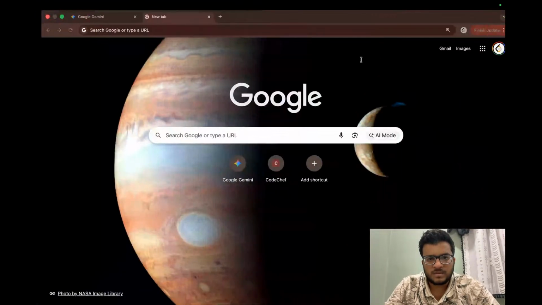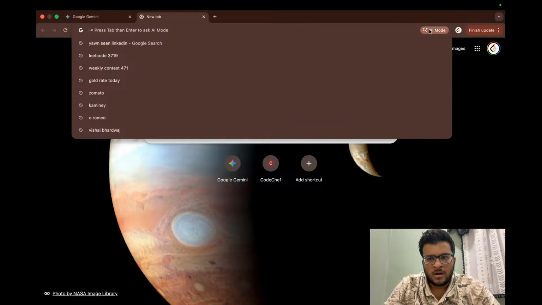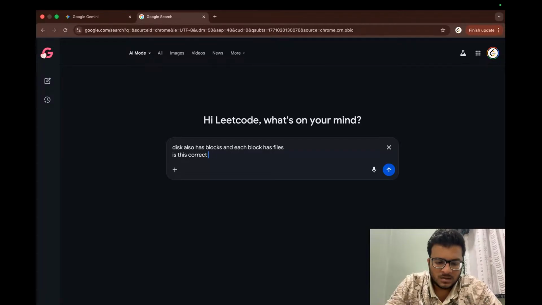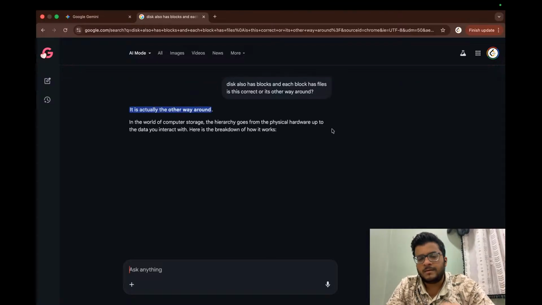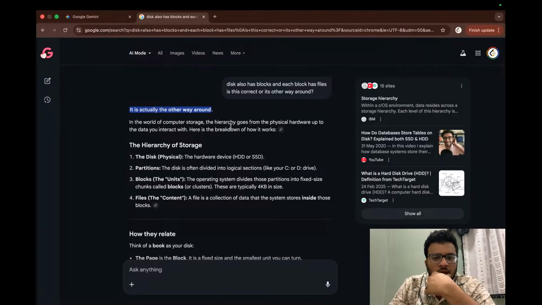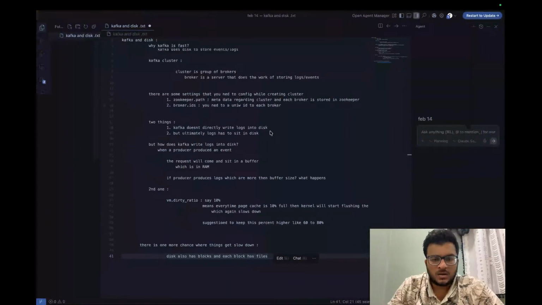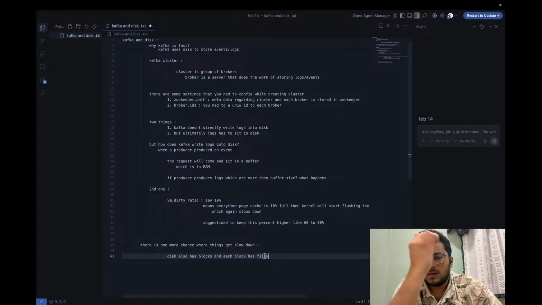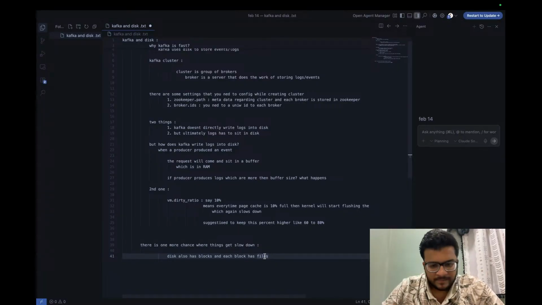Let's confirm. We'll go to our account. Let's go to AI mode. Is this correct or is it the other way around? Okay. Disk, D drive or whatever, blocks, then files. Okay. I am wrong. Disk also has blocks and each block as well. Actually, I'm correct. Yeah, disk also has blocks. Yeah, I'm correct.